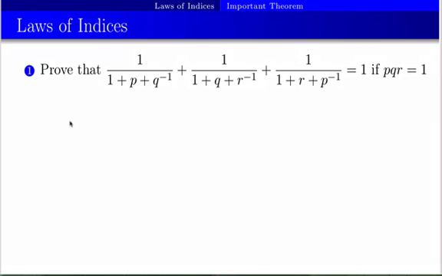Now please try this problem. I'll give you some time. So prove that (1 upon 1 plus p plus q) raised to minus 1 plus (1 upon 1 plus q plus r) raised to minus 1 plus (1 upon 1 plus r plus p) raised to minus 1 equals 1 if pqr is equal to 1. So I just pause for some time. You can pause the video.